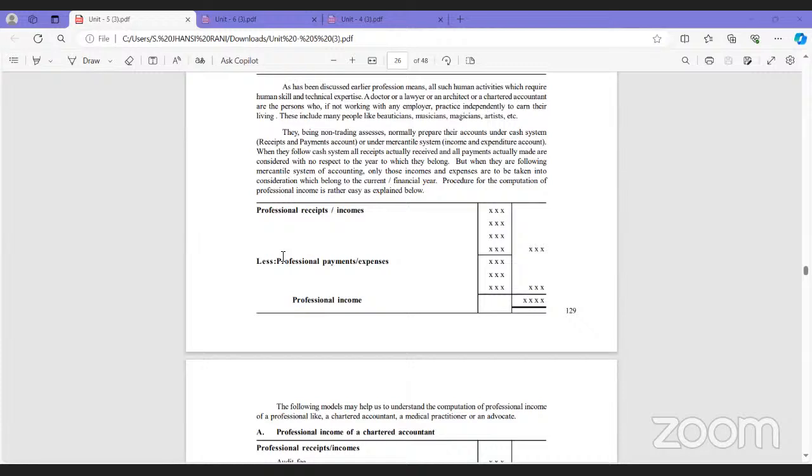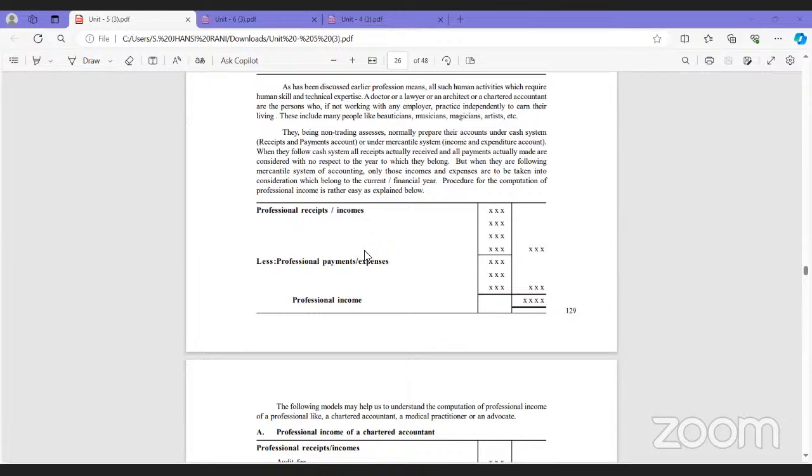Even beauticians, musicians, magicians, artists, if they have their own practice and are not working under anyone, then it will be income from profession. So all receipts minus payments will give the professional income. Now, whenever we talk about a chartered accountant, what will be his receipts? Audit fees, yes, and any gifts from the clients if he has done very well.